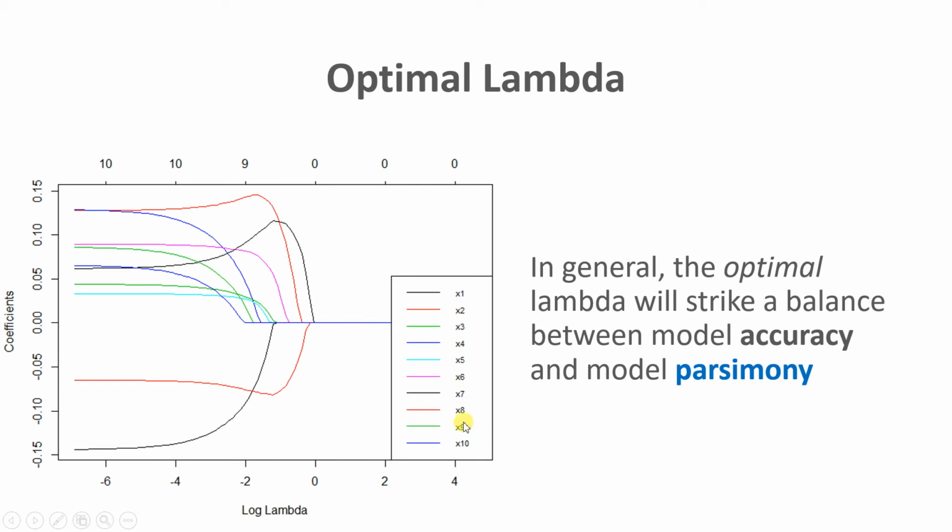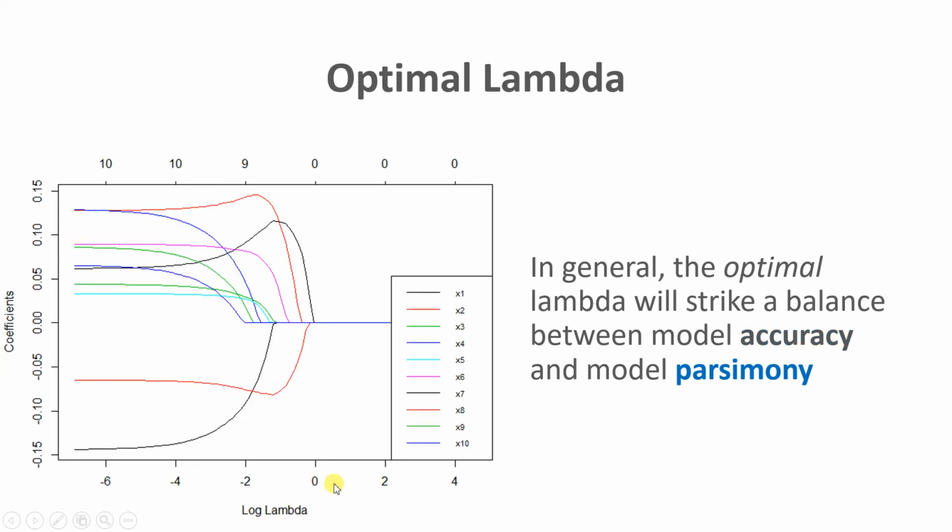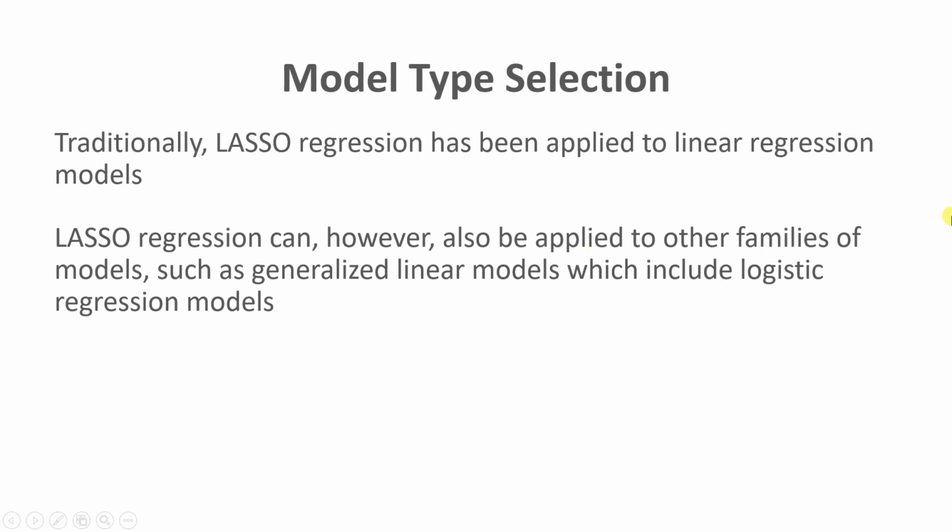This means that all these different predictor variables and their regression coefficients are 0, meaning that they're not used for prediction in the model anymore. If we go back to the last plot, this would be this spot right here. Remember that we're using log lambda here, so these values should not be interpreted in terms of just lambda before the logarithmic transformation. All right, so the next thing that we'll talk about is the model type selection.